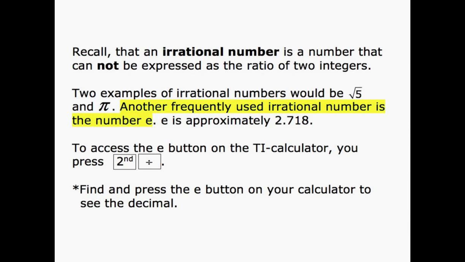Recall that an irrational number is a number that cannot be expressed as the ratio of two integers. Two examples of irrational numbers would be the square root of 5 and pi. Another frequently used irrational number is the number e. e is approximately 2.718. To access the e button on the TI calculator, you press second and then the division button. Find and press the e button on your calculator to actually see the decimal 2.718.